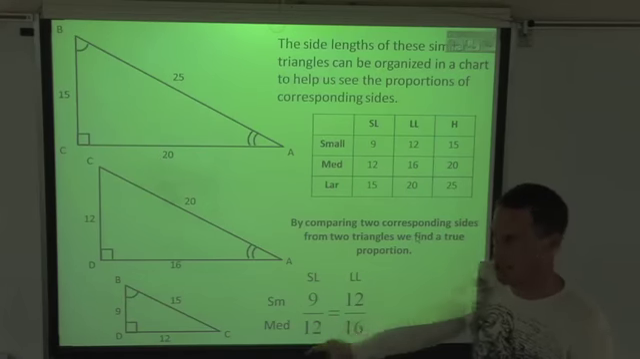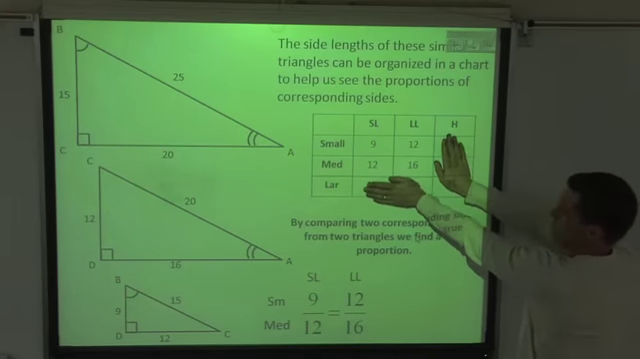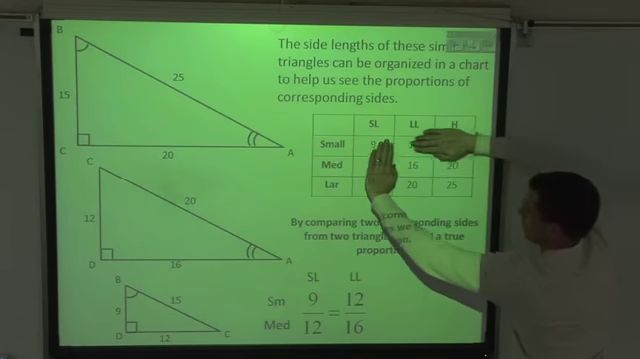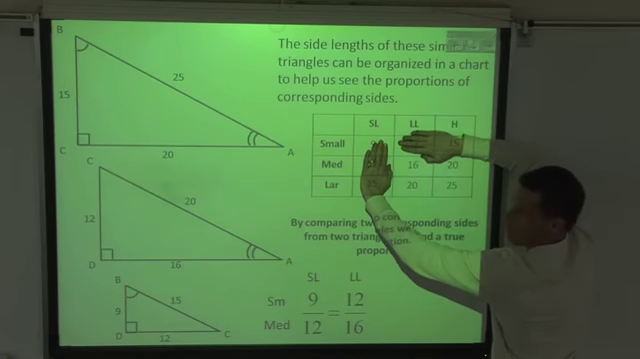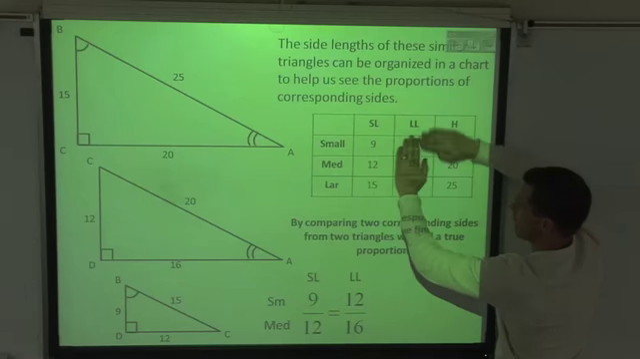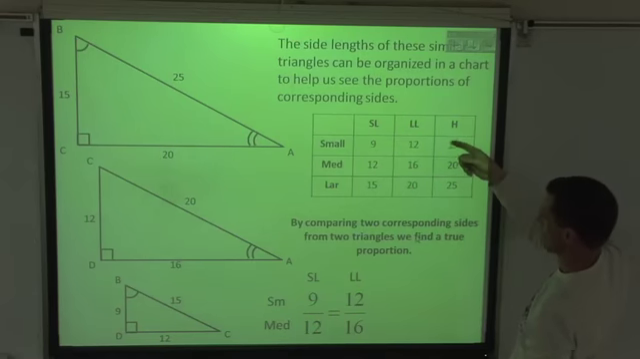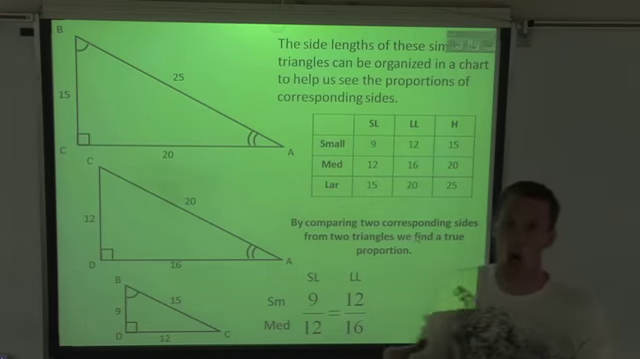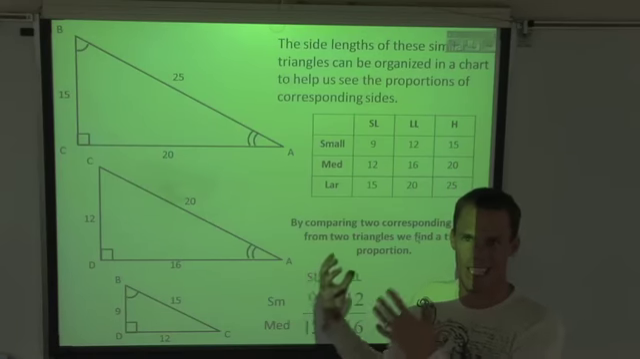Now, I can rewrite it, or I could simply just go like this. There's the proportion. There's another one. 16 over 20 equals 20 over 25. Here's one. 9 over 15 equals 15 over 25. All of the proportions we need are in this chart.